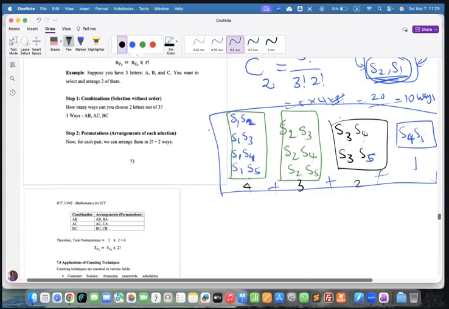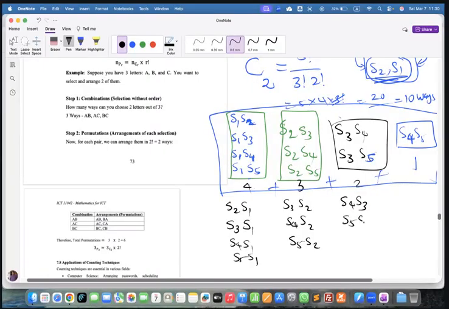this S1 and S2 we consider as one group. S2, S1 we consider a separate group. S3, S1 as a separate group. S4, S1 as a separate group. S5, S1 as a separate group. Similarly, S3, S2 as a separate group, S4, S2 as a separate group, S5, S2 as a separate group. Here also, S4, S3 as a separate group, S5, S3 as a separate group. Similarly, S5, S4 as a separate group, right?